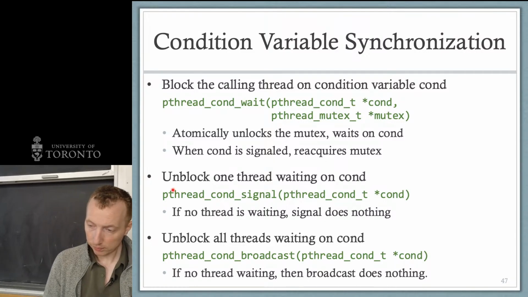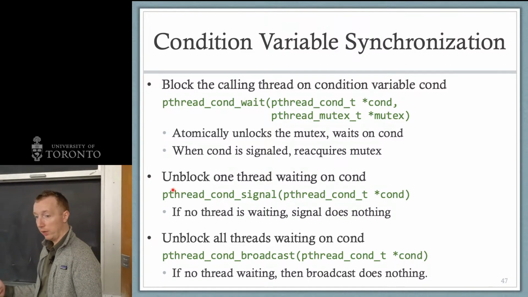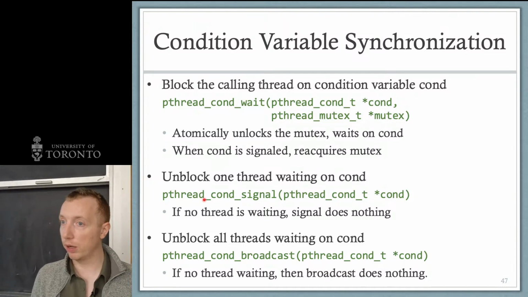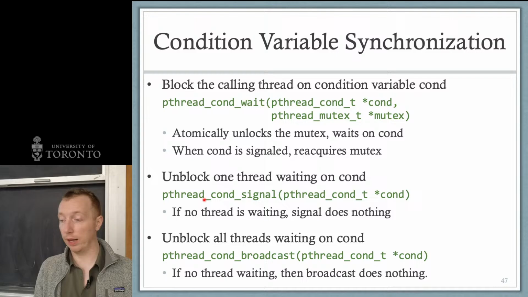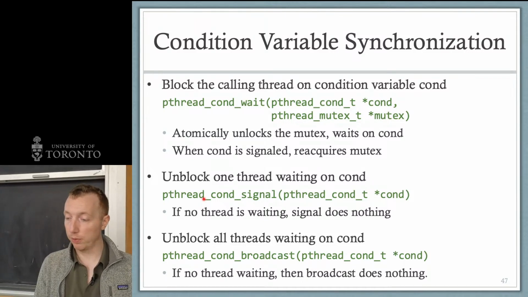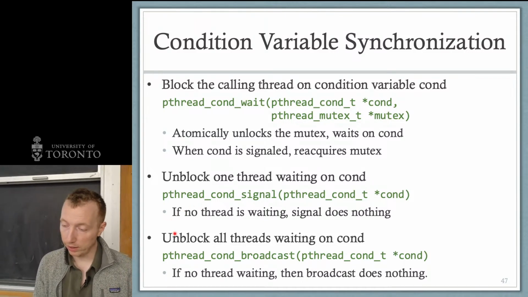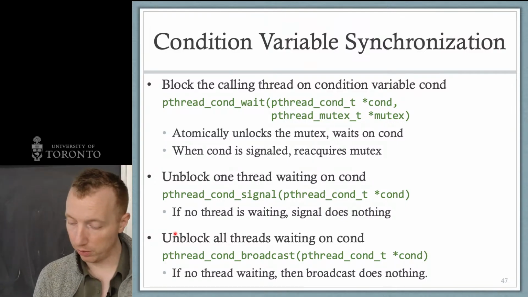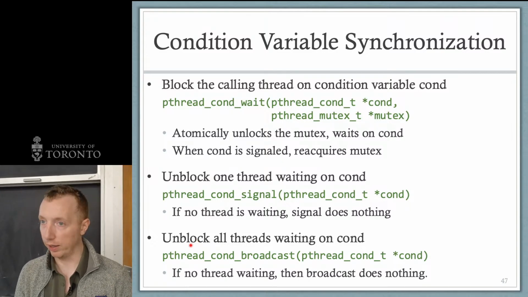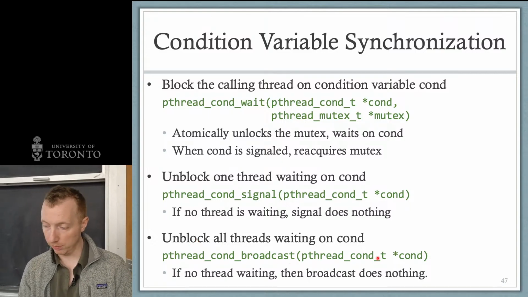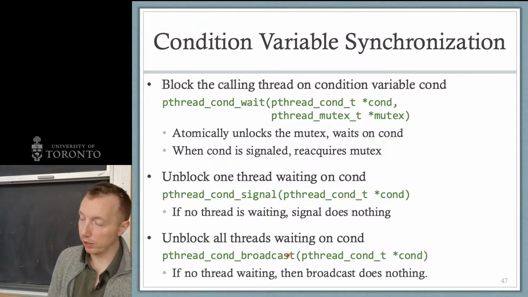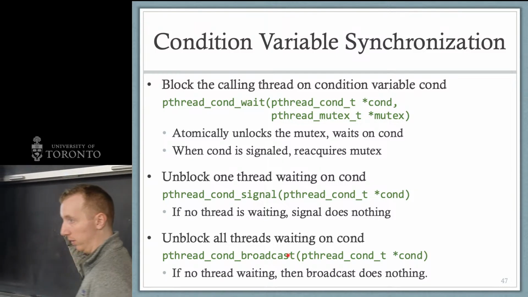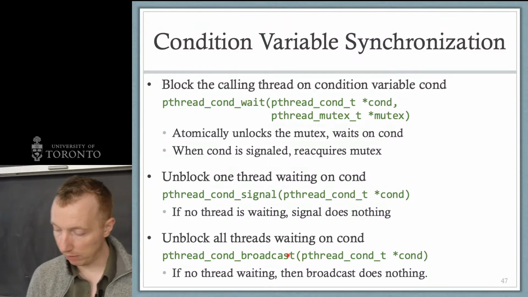If you want to unblock a thread which is currently in the queue, you use signal. That will unblock the first thread at the head of the queue. If no thread's waiting, it does nothing. And if you want to wake up every single thread in the queue and have them all fight over that lock, you can do broadcast. That will wake up everything in this queue. For signal and broadcast, you do not need to have the mutex acquired to call these functions. You can just call them.